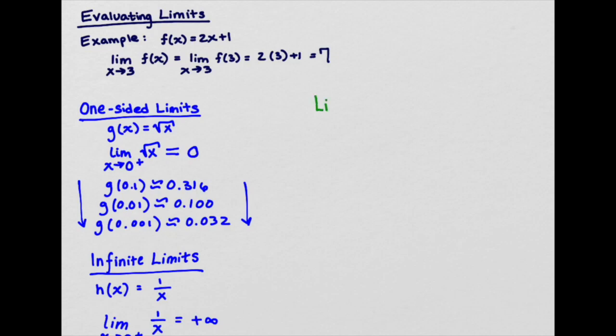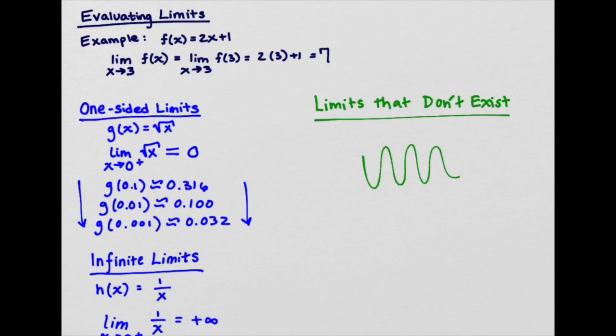So far, we've encountered some fascinating limits, but what if we come across a limit that doesn't exist? Let's explore the function j of x equals sine of 1 over x. As x approaches 0, the sine of 1 over x oscillates between -1 and 1. There's no specific value the function approaches. Thus, the limit as x approaches 0 for this function doesn't even exist.